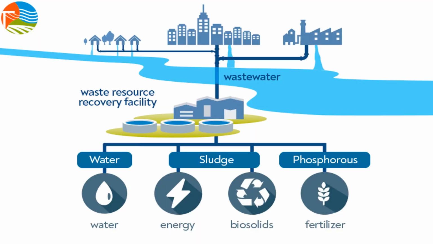Okay, viewer, so after the completion of this treatment, we get, or we can say recover, very beneficial things. As you see in this picture, first of all, we recover water. Secondly, the sludge which is produced from this treatment process gives us energy in the form of methane and biosolids which are used for agriculture purposes. And we also recover phosphorus which is used as a fertilizer. So this treatment is very beneficial.